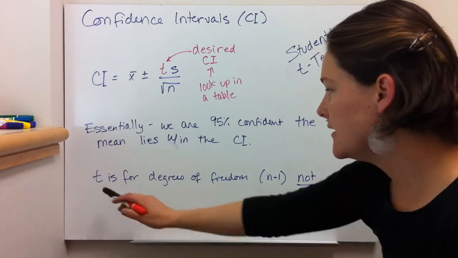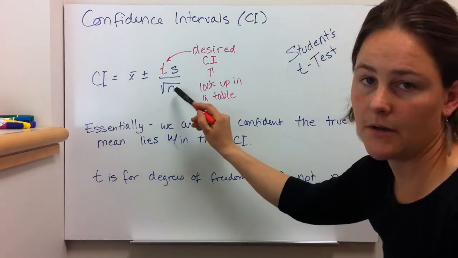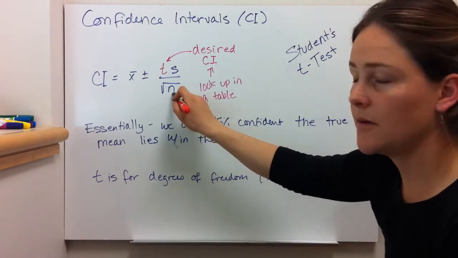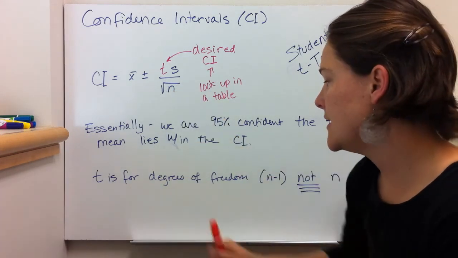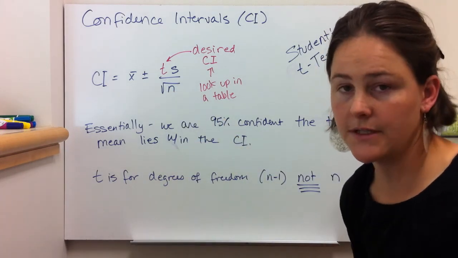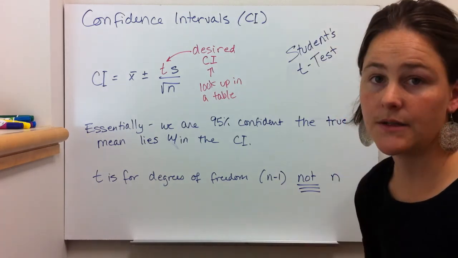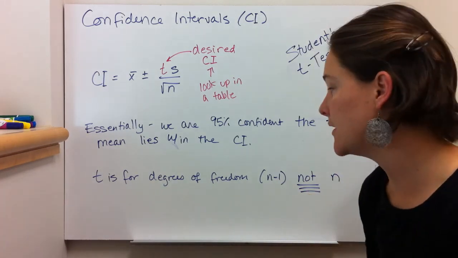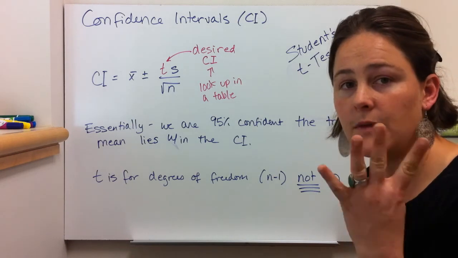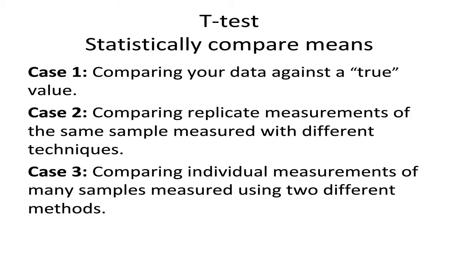One thing I do want to point out is that n here is the number of measurements, and t here is the degrees of freedom. You look t up for the degrees of freedom, which is n minus 1, not for n. So if you have 5 measurements, you're going to be looking for the t for the degrees of freedom equal to 4. The student's t-test can be used to statistically compare means in several different applications.